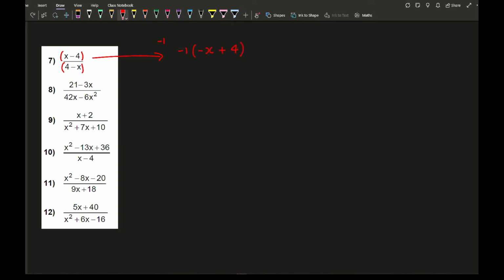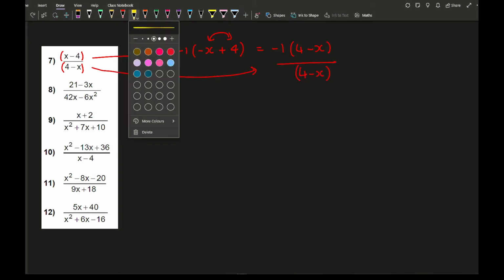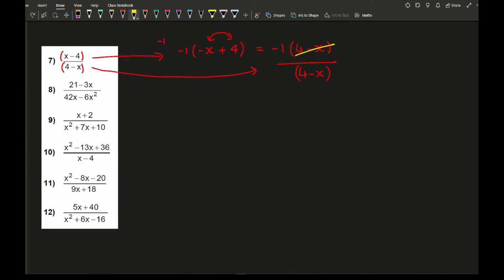Now if I then flip these two things around, then what I end up with is minus 1 and 4 minus x. Now if I then bring the denominator back in, you can see that I end up with a 4 minus x at the bottom that was already there. And now what I can do is cancel these two brackets, leaving me with a final answer of minus 1, which again you may have thought couldn't happen, but when you think about the things you can manipulate, hopefully now if you get a question like this you'll understand how to get it.